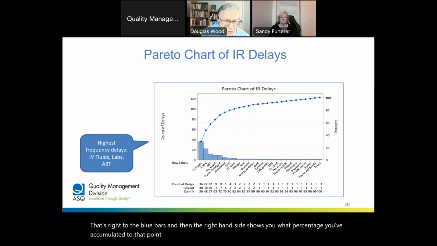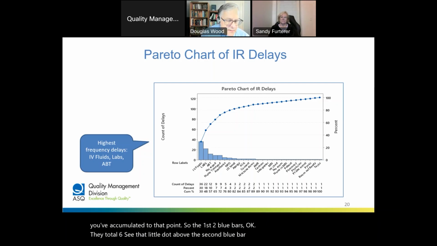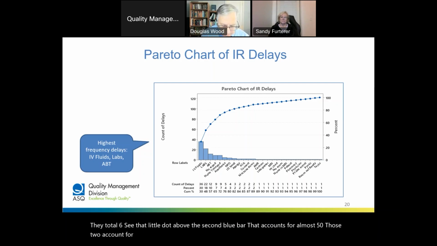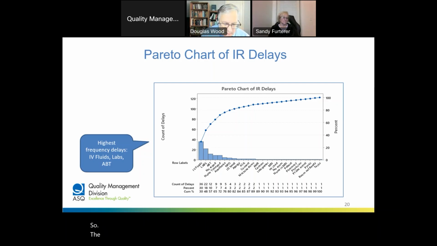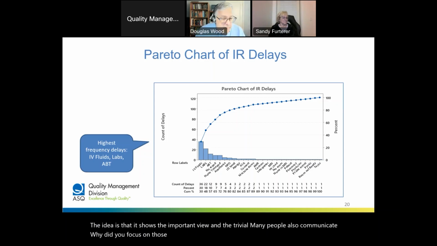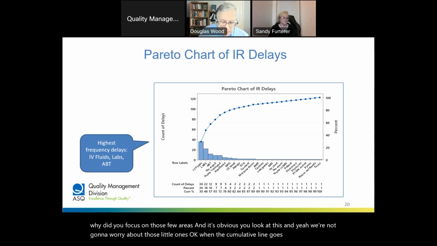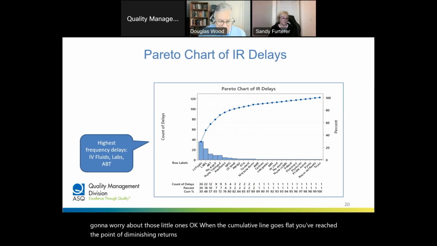So the first 2 blue bars, okay, they total, see that little dot above the second blue bar? That accounts for almost 50%. Those 2 account for almost 50% of the total. So the idea is that it shows the important few and the trivial many. It will also communicate why you focused on those few areas. And it's obvious. You look at this and you're like, yeah, we're not going to worry about those little ones, okay? When the cumulative line goes flat, you've reached the point of diminishing returns. And that's what that cumulative line helps you see. Next one, Sandy.